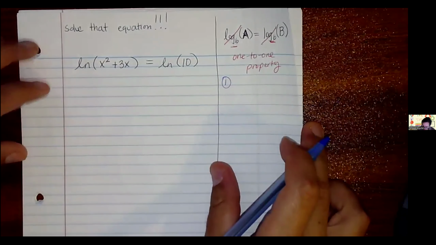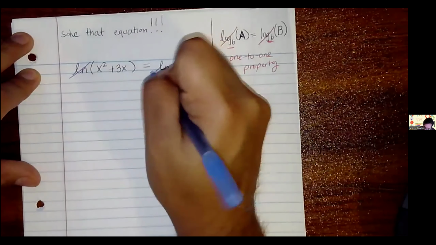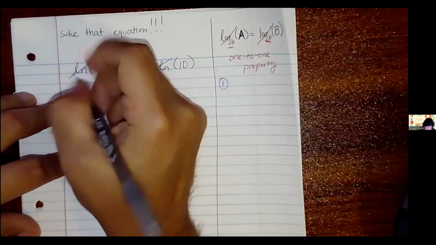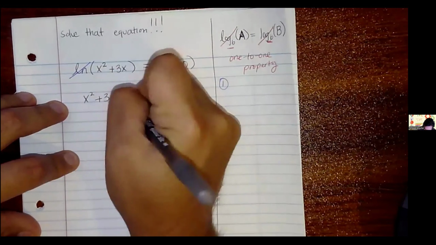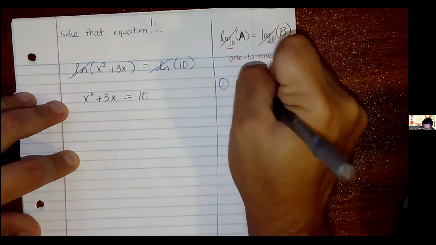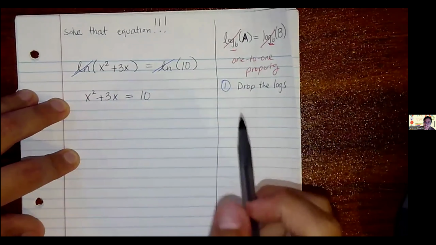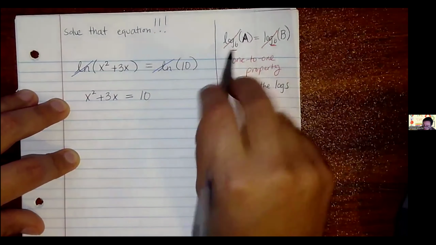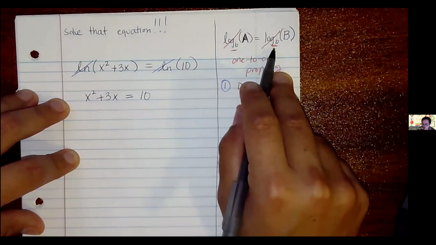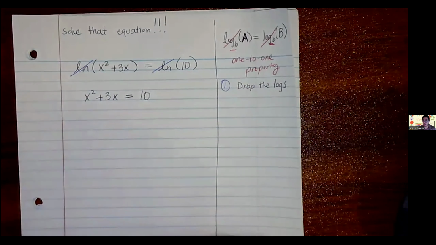Drop the natural logs, right? Just drop those natural logs, okay? So all I have left over is x squared plus 3x is equal to 10. But keep in mind, we can only do this here because we have one log over here and one log over there. 1 to 1, right? If you don't have two logarithms, then you cannot drop the logs. You can only drop them when you have two logs. So keep that in mind.